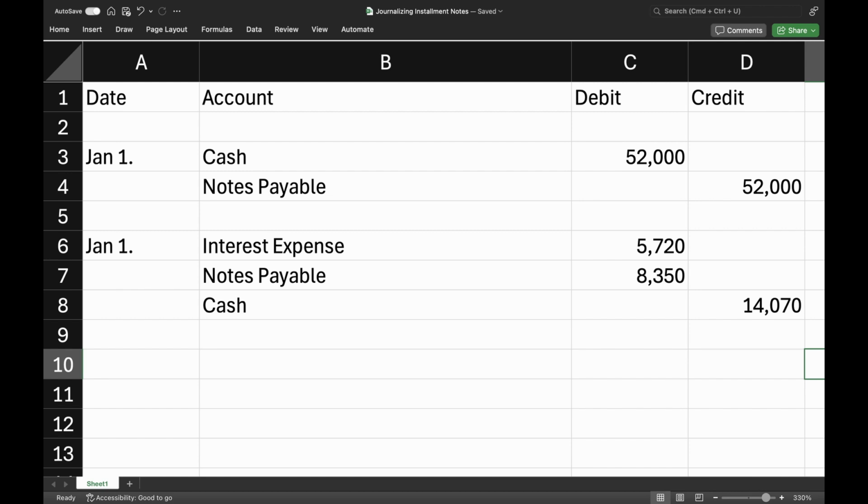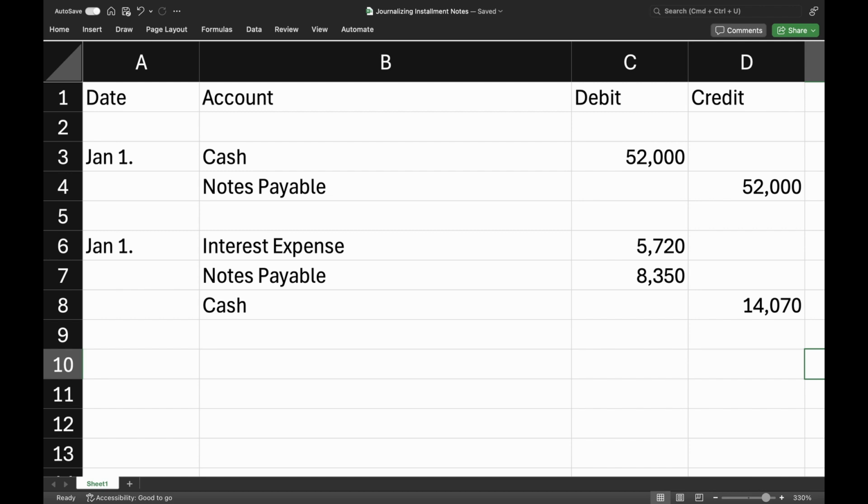The cash account goes third because it is an asset account that is decreasing due to the transaction and is therefore being credited. We have already been given the balances of all three accounts. The balance of the interest expense account is $5,720, the balance of the notes payable account is $8,350, and the balance of the cash account is $14,070.